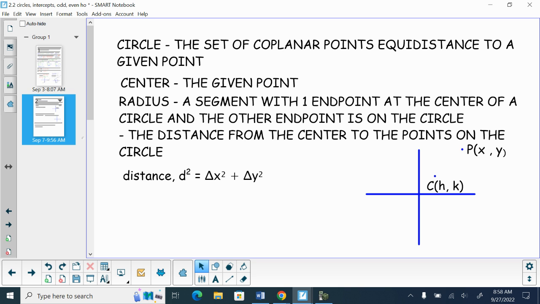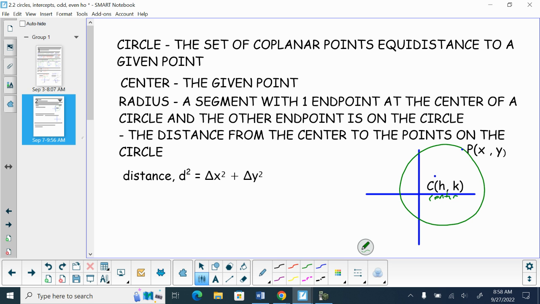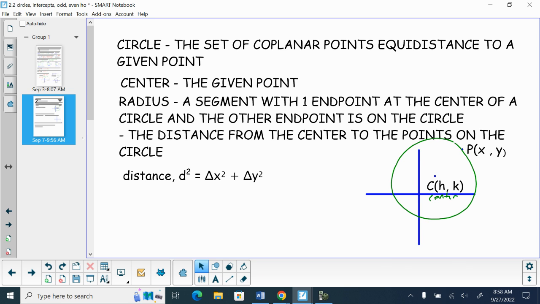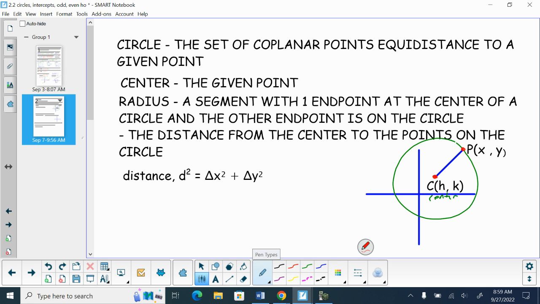What we talked about yesterday is a distance formula. What I have here is a center point at (h, k). We have a point that lies on the circle. The radius is the segment with endpoints at the center and on the circle.